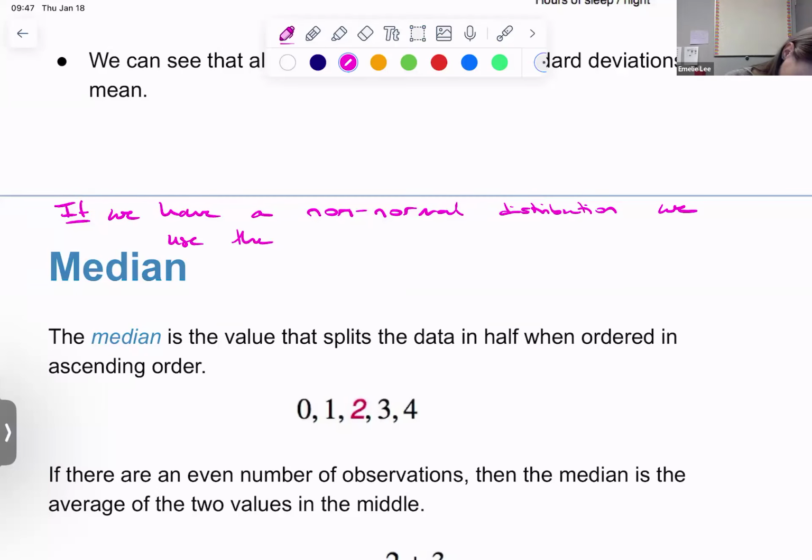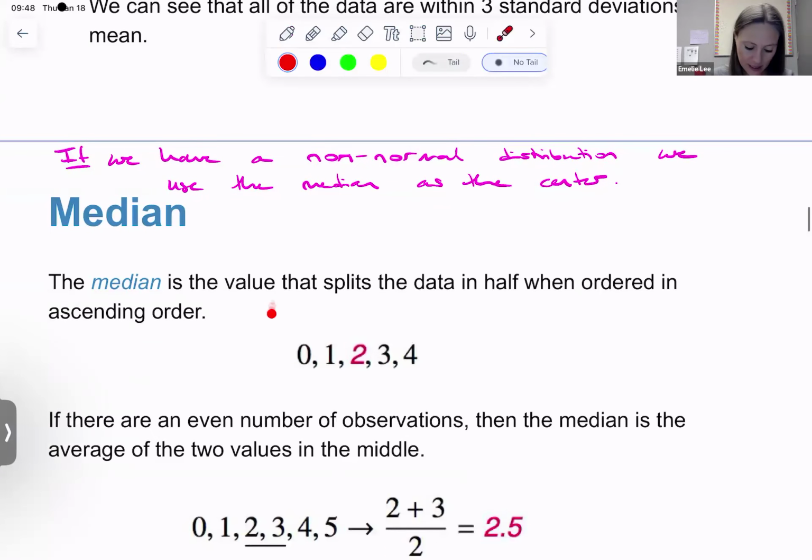We use the median as the center. Now the median is the value that splits the data in half. In order to do that, you're going to first need to sort your data, right? I guess it doesn't really matter if you go ascending or descending, but I would never do descending. That's weird. So you sort your data, okay?